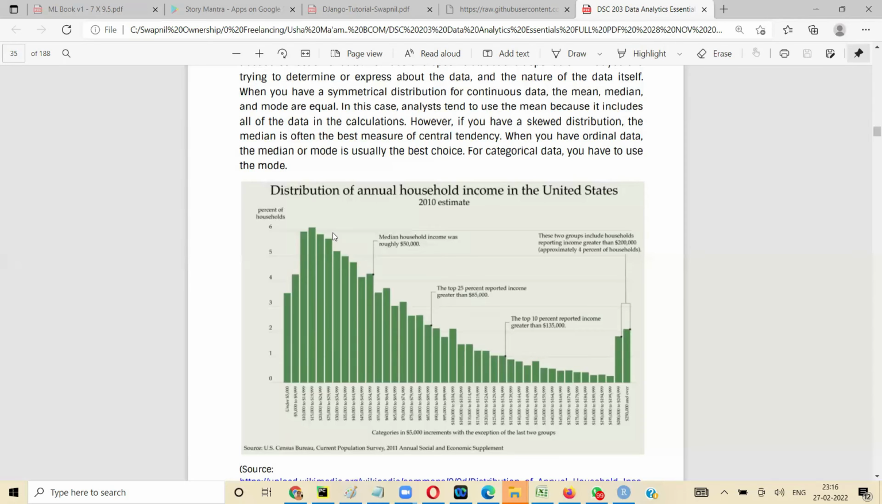So this graph is not evenly distributed, so we will use median for analyzing the values. And this is an example of a positively skewed graph.